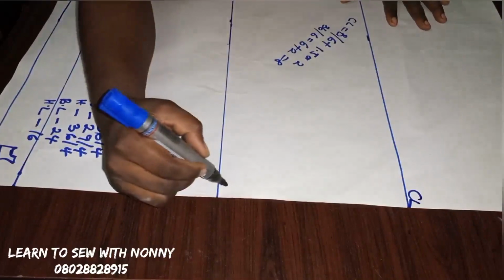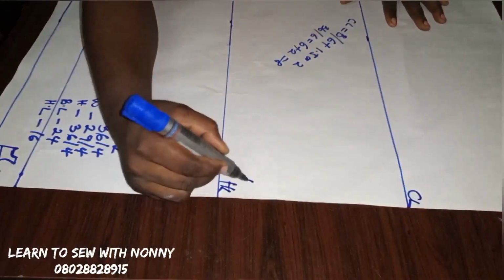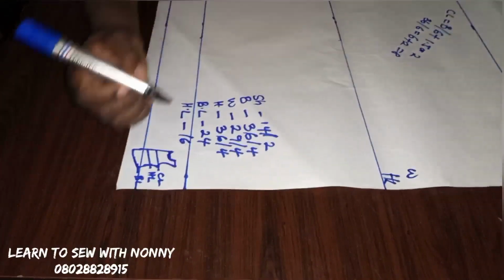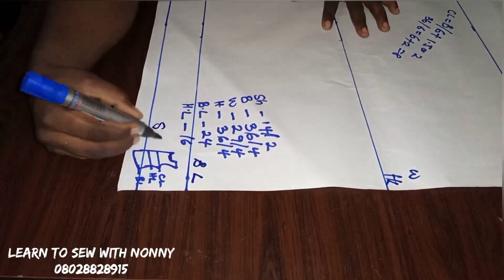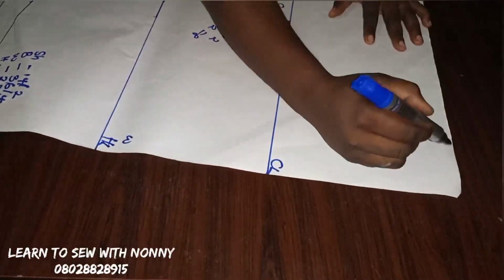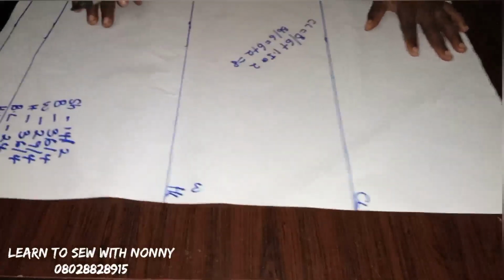So this is the chest line, this is the half length, okay, which is also the waistline, because that is where you would take your waist circumference or your waist measurement, right? The chest line would be where you would take your bust measurement.